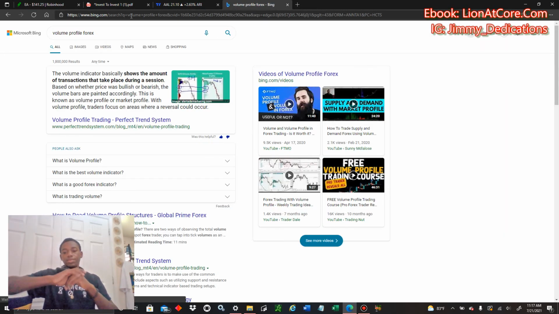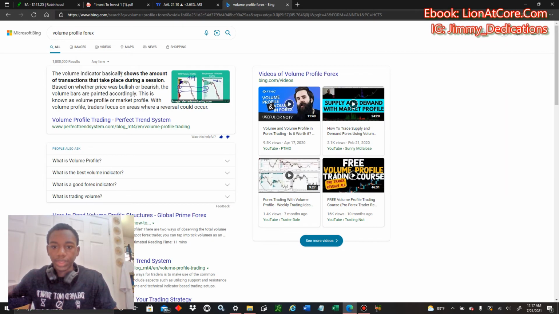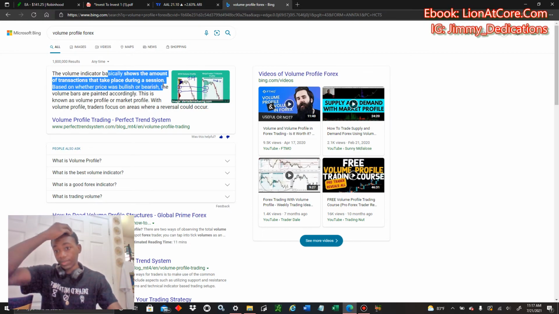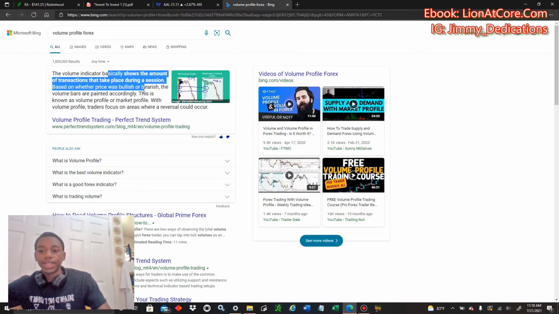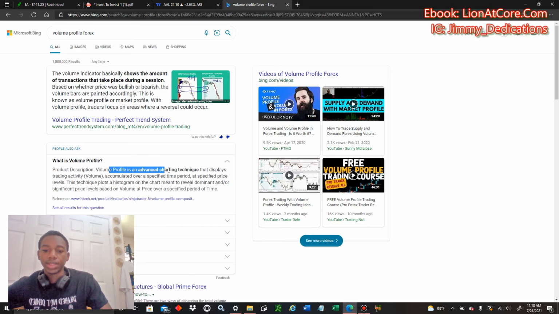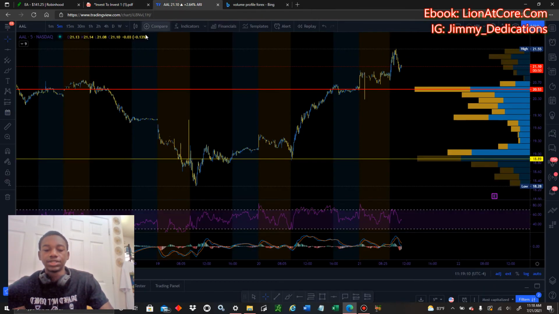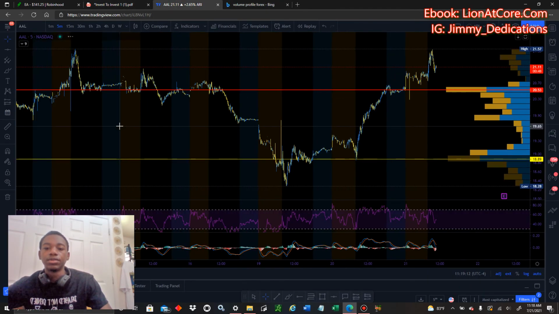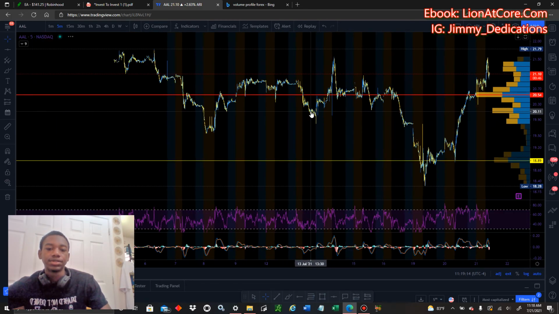The volume indicator basically shows the amount of transactions that take place during the session. Based on whether the price was bullish or bearish, the volume bars are painted accordingly. This is known as a volume profile or market profile. With volume profile, traders focus on areas where a reversal could occur. So yeah, that displays trading activity. It basically just shows you the strongest level on the chart from a side to side basis.